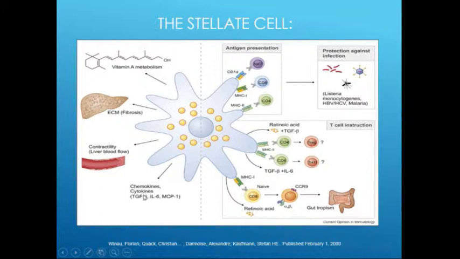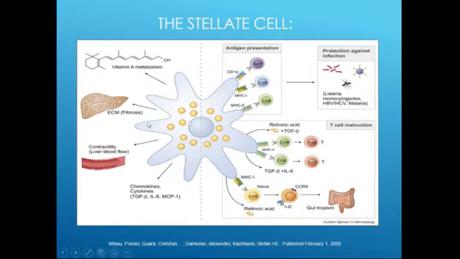If you look at the left side of this cartoon, you'll see that it's rich in vitamin A metabolism, retinoic acid. It really causes fibrosis and scarring in the liver when activated, and it can cause contractility and blood flow changes to the liver cells.